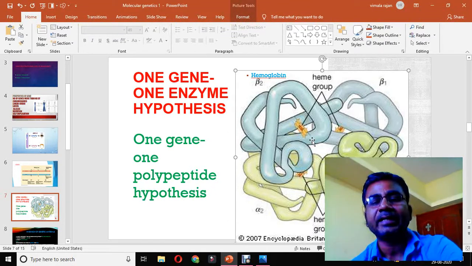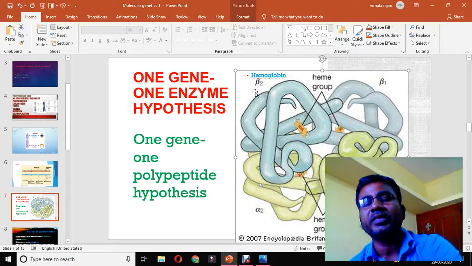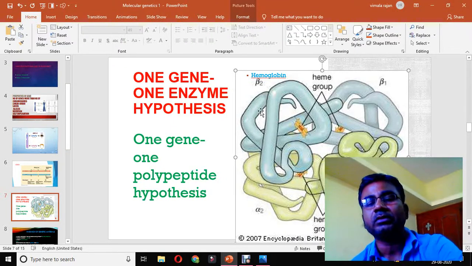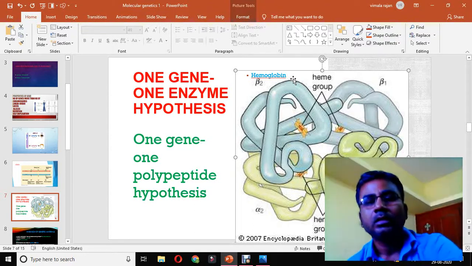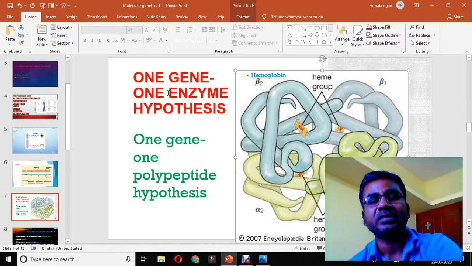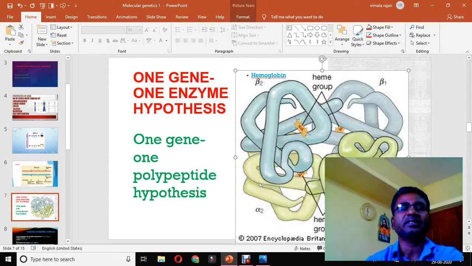Now look at the diagram. This is the structure of hemoglobin. It is made up of 4 polypeptides: beta 1, beta 2, and alpha 1, alpha 2. The 4 polypeptides combine together to form a single protein, hemoglobin. Based on the first hypothesis, one gene produces the entire protein or the entire enzyme. That is the one gene, one enzyme hypothesis.